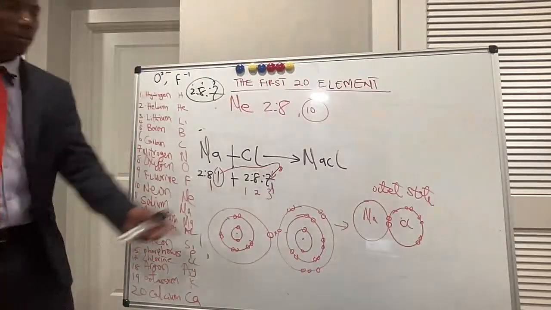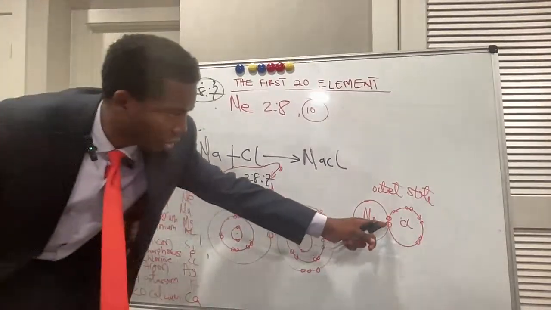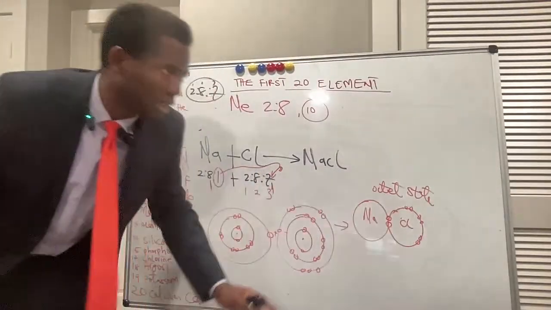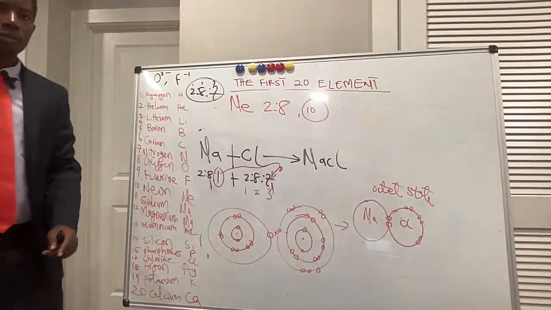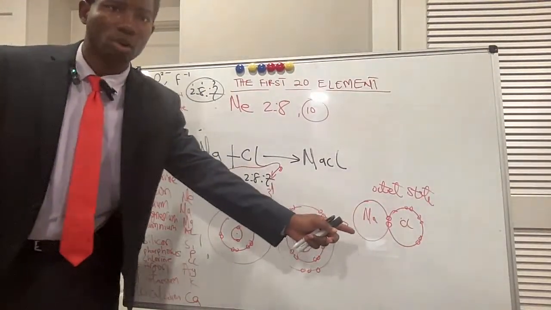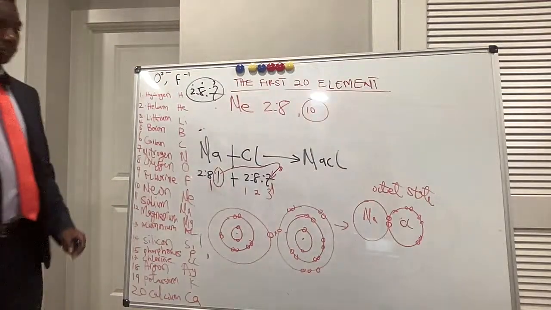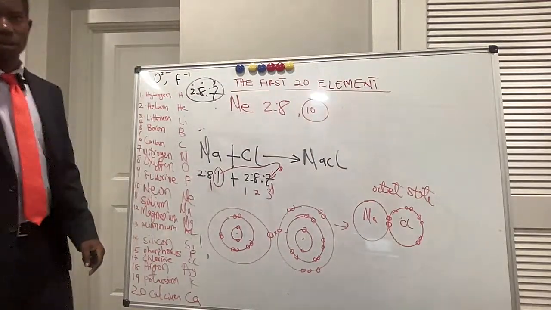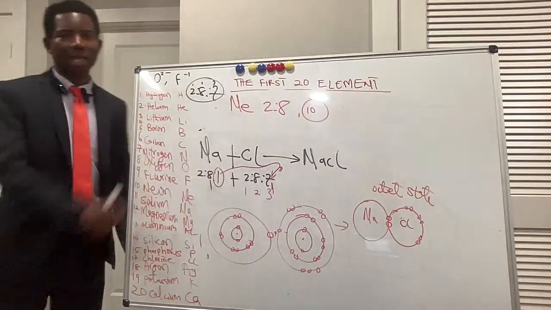Why do we say so? Because chlorine has 8 electrons in its outer shell. Chlorine has how many electrons? 8 electrons in its outer shell. It has obtained an octet state.